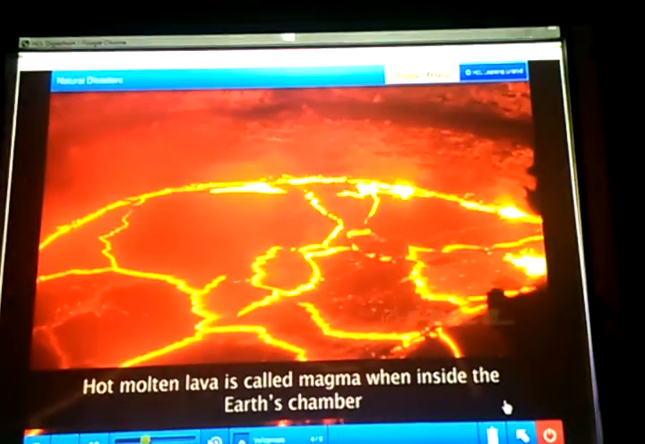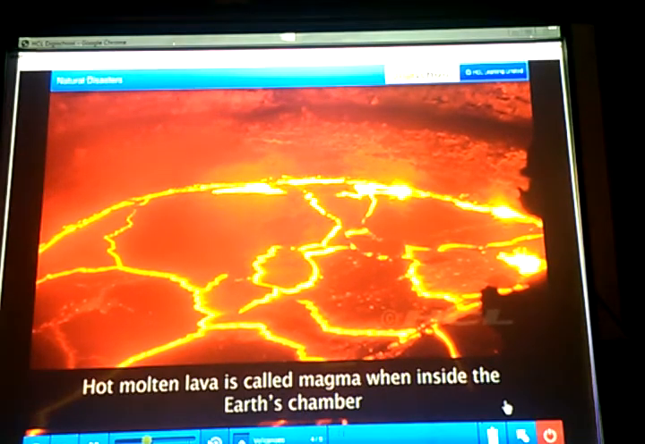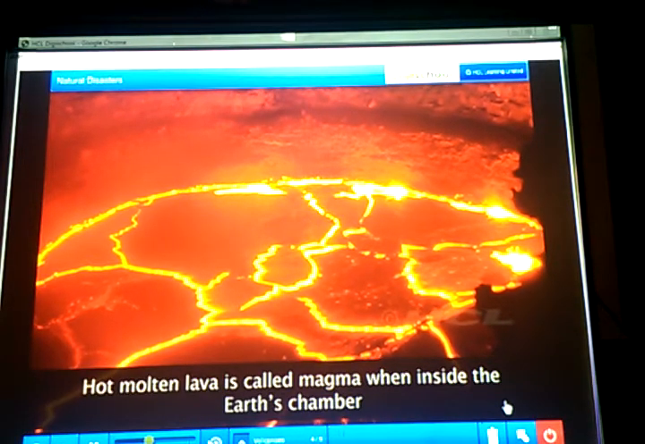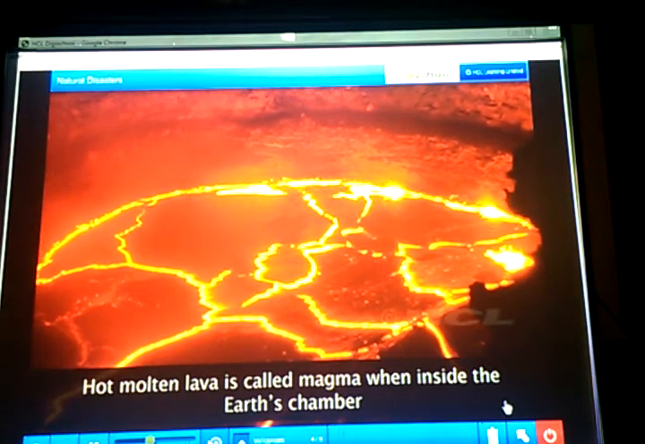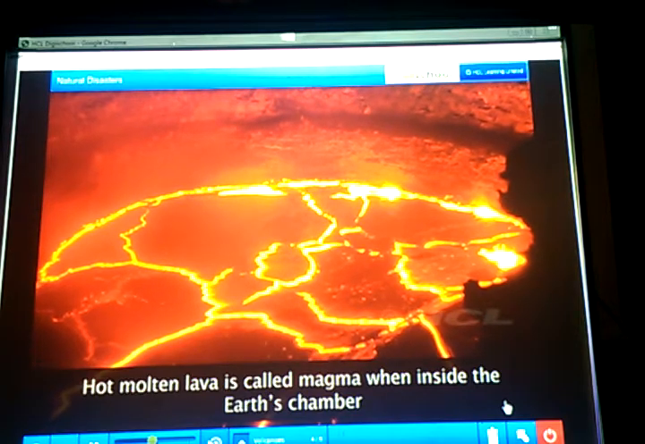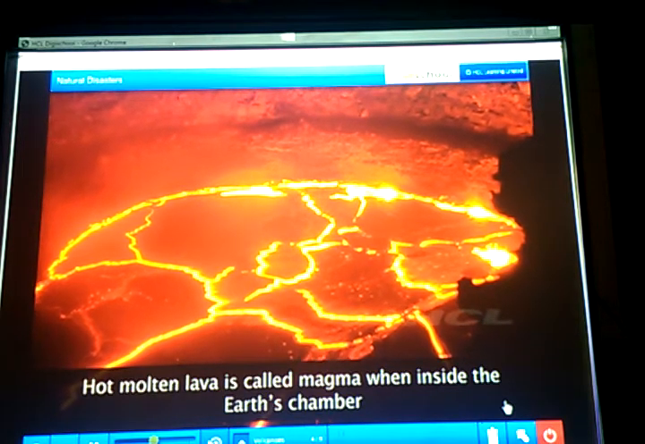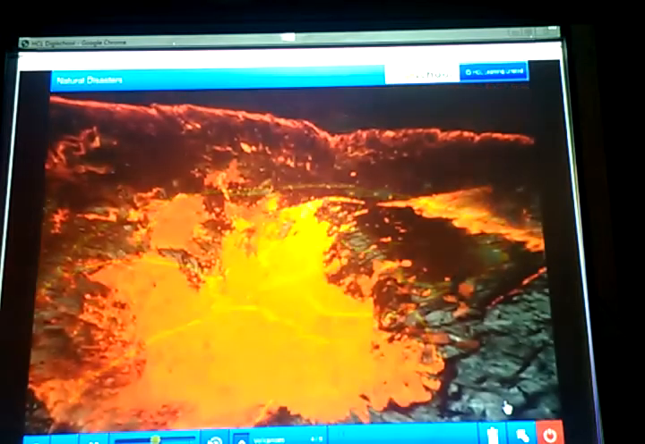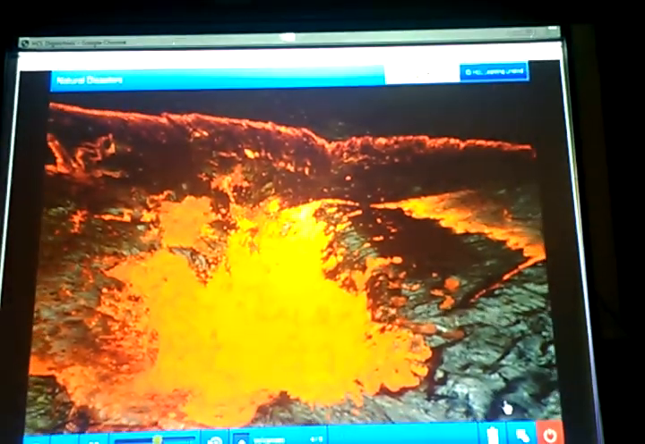Did you know that the hot molten material or lava which gushes out during a volcano is known as magma when it is within the Earth's chamber? The lava cools down to form rocks.